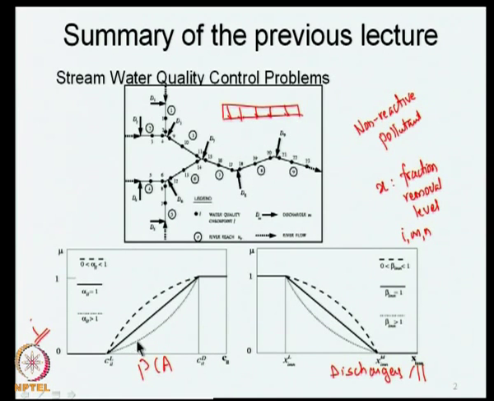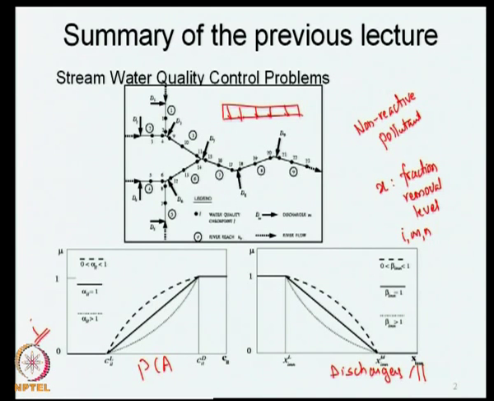For example, if the water quality indicator value is here, then the level of acceptability will be to this extent. So, the pollution control agencies are saying that at location L for the indicator I, this is the type of acceptability or the desirability of the solution that is indicated for the PCA, and similarly for the dischargers, this is the kind of acceptability that is indicated.